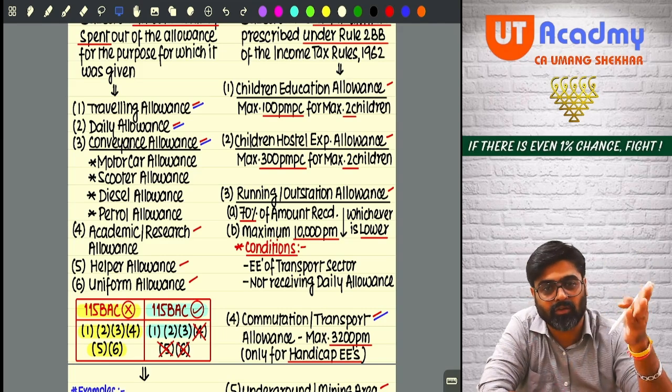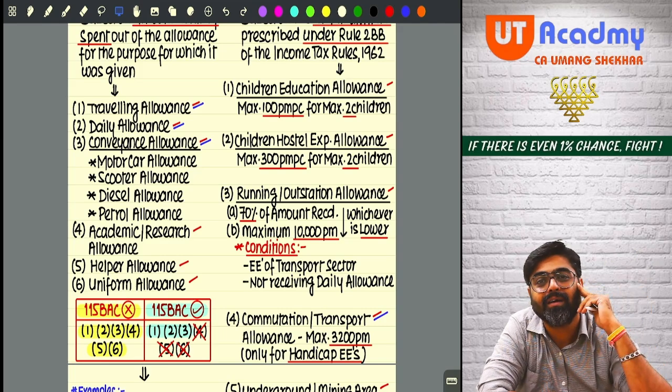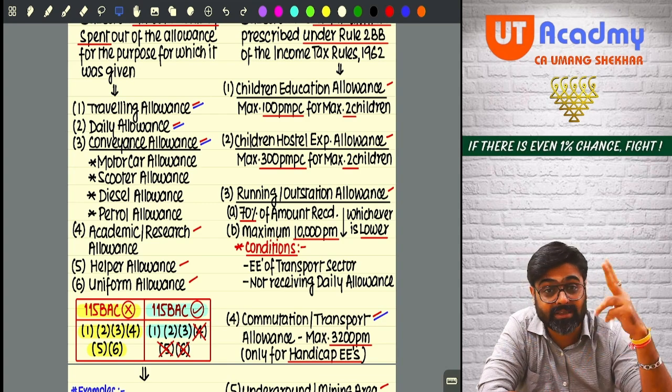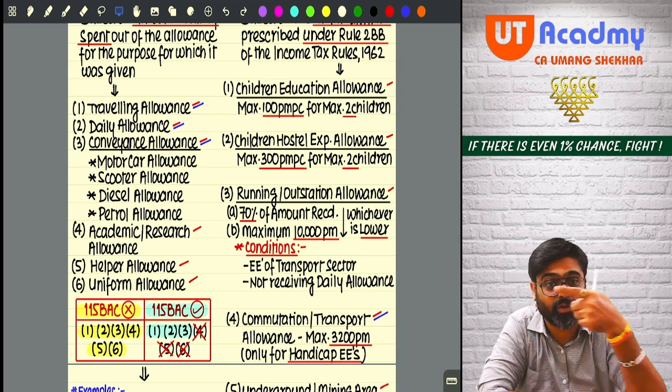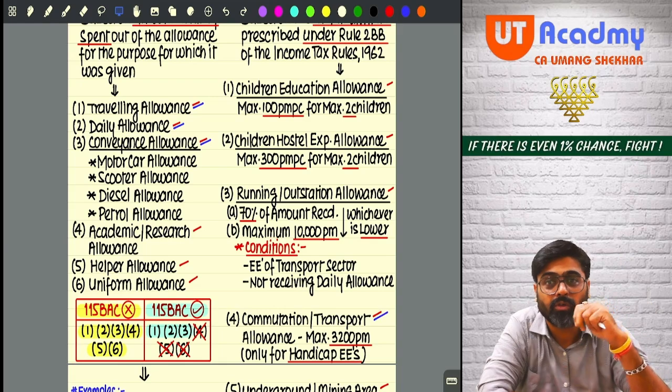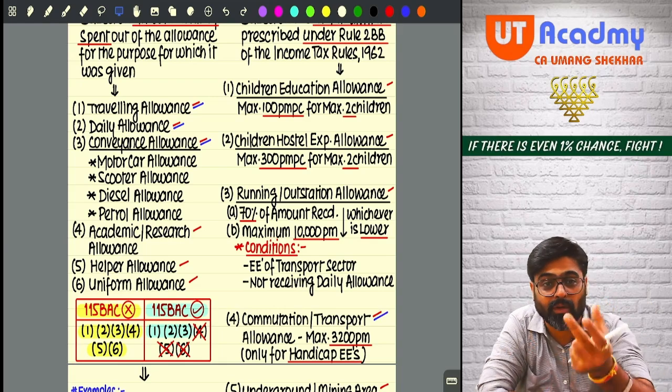Meaning that entire 5,000 spent, no? Entire 5,000 exempt. 2,000 extra you have spent. But are you getting that 2,000 from the employer as allowance? No. So you must have spent that money out of your pocket.